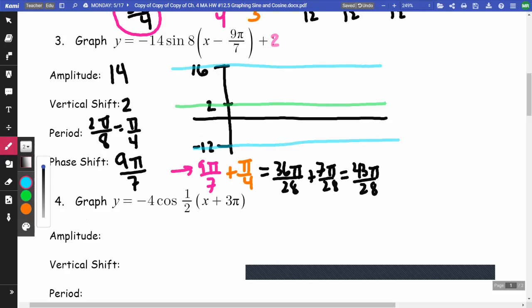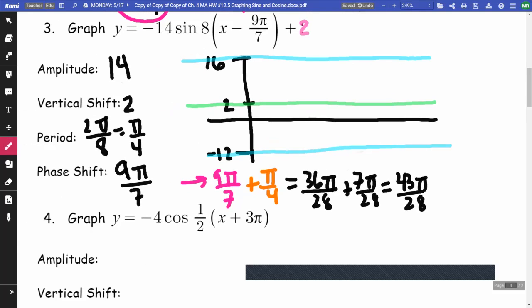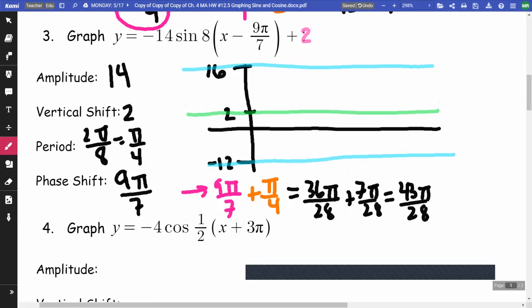When I'm scaling my x-axis, I'm going to be starting at, make this a little bigger here. Okay, I'm going to be starting at 9 pi sevenths. So that's 1, 2, 3, 4, 5. We always plot 5 points. I'm going to end at 43 pi 28ths. This is a sine graph.